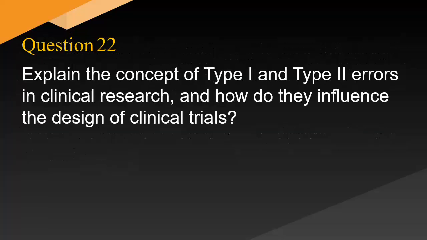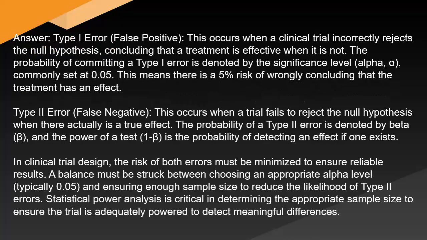Explain the concept of Type I and Type II errors in clinical research, and how do they influence the design of clinical trials? Answer: Type I error, false positive. This occurs when a clinical trial incorrectly rejects the null hypothesis, concluding that a treatment is effective when it is not.